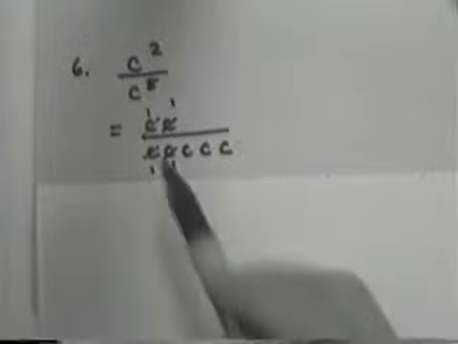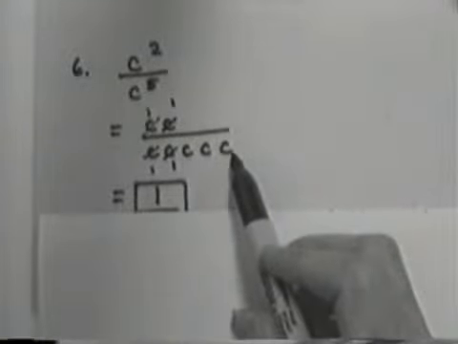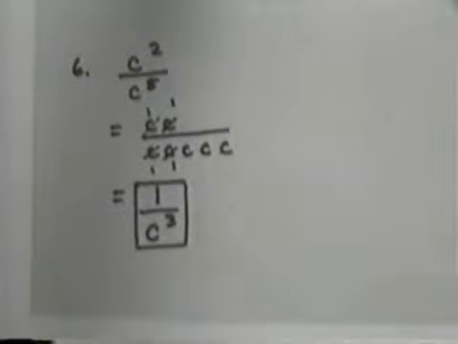For the numerator, we have 1 times 1, which is 1. For the denominator, we have 1 times 1, which is 1, times C times C times C, which is 1C to the third. And we simply write C to the third. And so the answer to this one is 1 over C to the third.